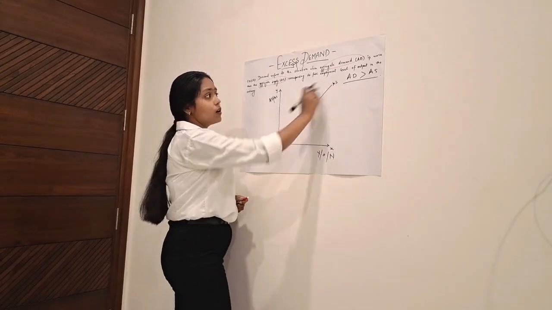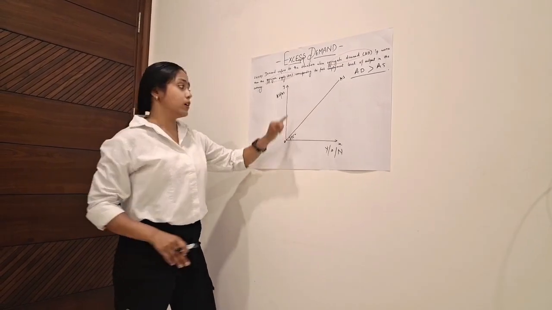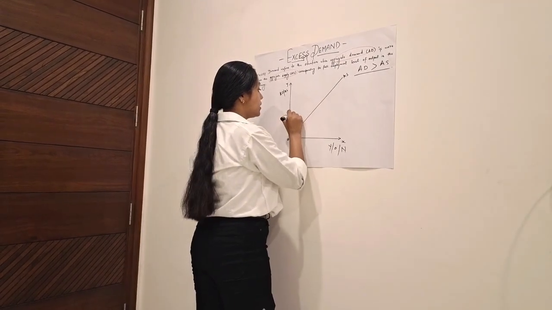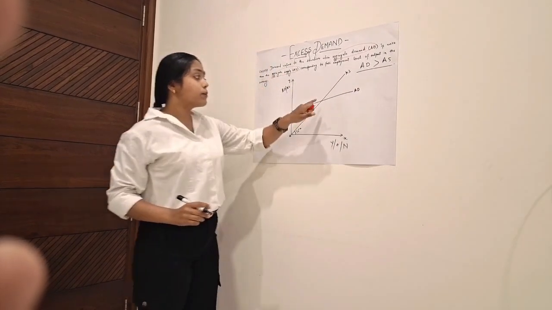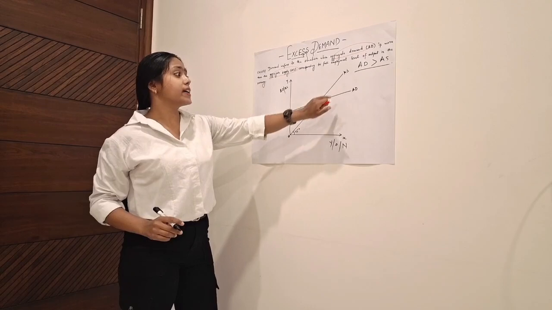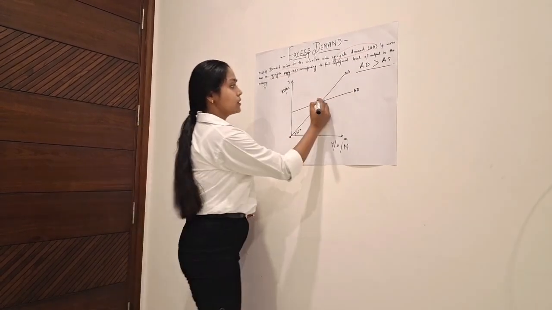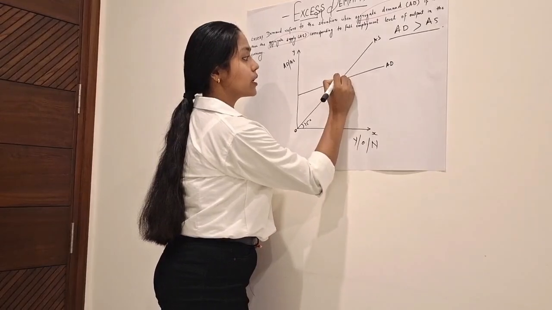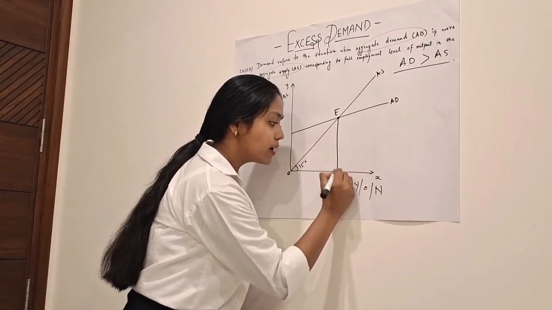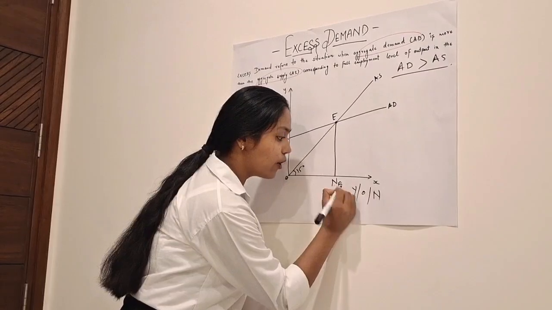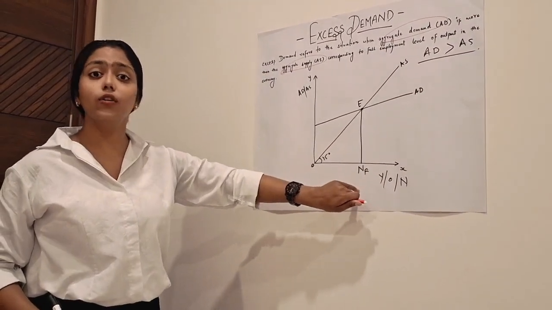Okay, now अगर मेरे को अपना full employment level check करना है, I want to check my full employment, so I will draw the aggregate demand. So this is my aggregate demand. Now the point where aggregate supply is cutting aggregate demand, or aggregate demand is cutting aggregate supply, this is the point of equilibrium. This is the point E, and this is the point of my full employment. This is the point of full employment. The economy is in full employment.